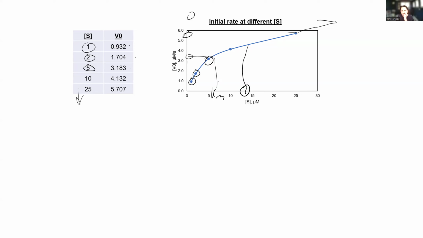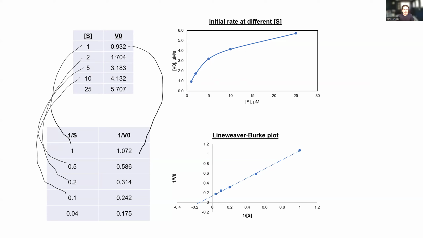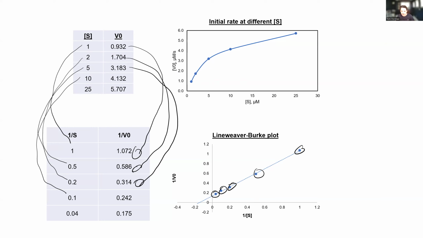But what we can do instead is take each of these numbers and just do 1 over each of them. So this is 1 over 1, 1 over 2, 1 over 5, 1 over 10, and 1 over 0.932, 1 over 1.704, 1 over 3.183. And if we plot that, actually, that's a lie, sorry, it's the other way around. But you can see that it creates this nice straight line.